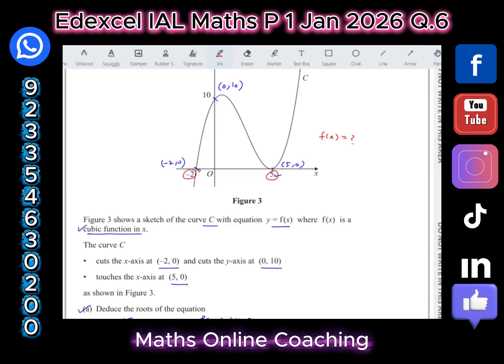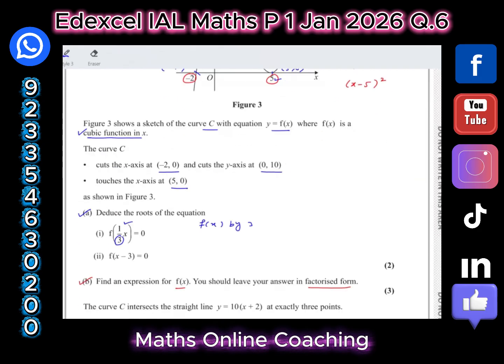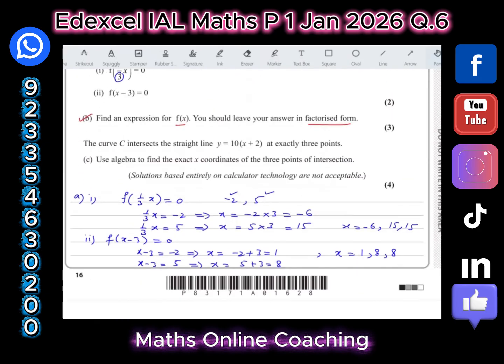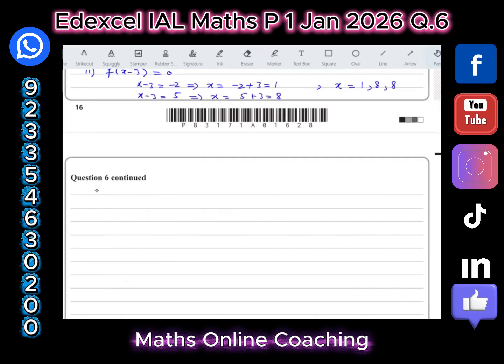-2 is the root where the curve cuts the x-axis, so a factor can be taken from this value, which is (x + 2). And 5 is the point where the curve touches the x-axis. So at this point, there are repeated roots. So there will be two factors, which are (x - 5) whole squared. Now the expression for f(x), part B, f(x) is equal to (x + 2)(x - 5) whole squared.